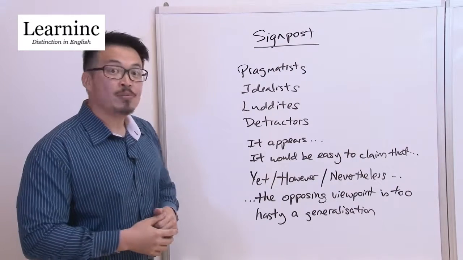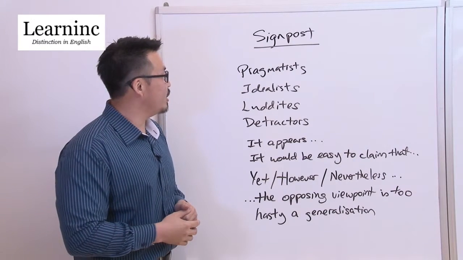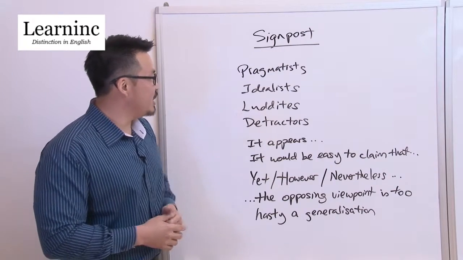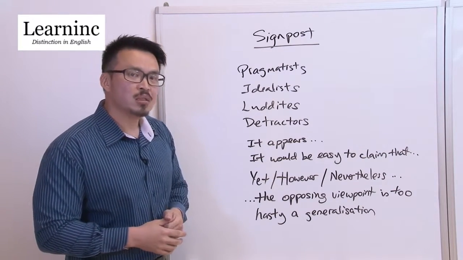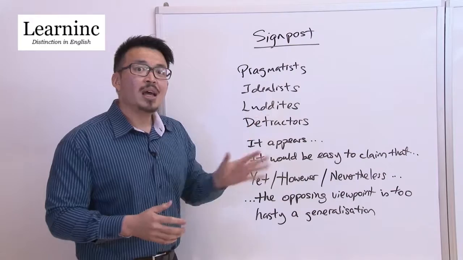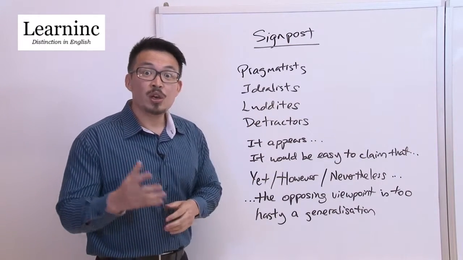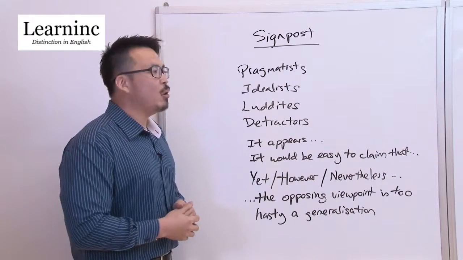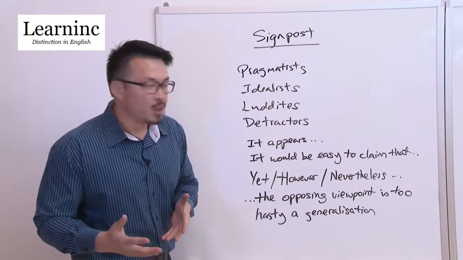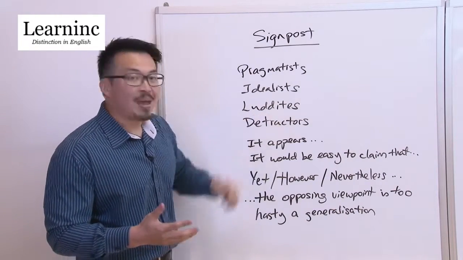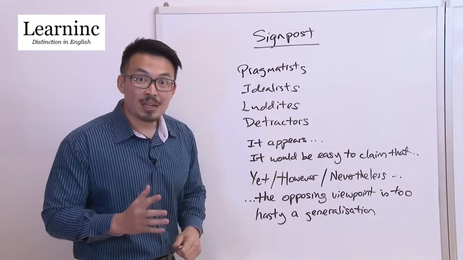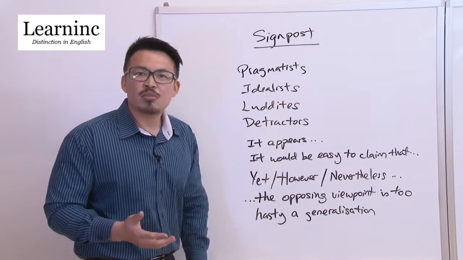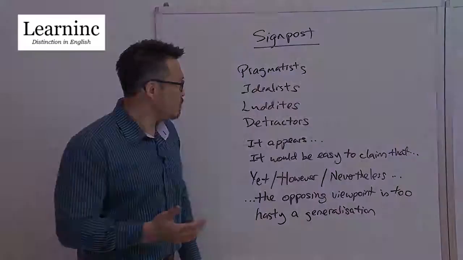For example, here are a few words we can use in our essays as well. Here we have pragmatists, or idealists, or Luddites, or detractors. Just based on these words, the reader will more or less know whether you agree or disagree with a particular paragraph. For example, if I were to agree with technology, I would actually describe everyone else who disagrees with technology as Luddites, because Luddites have an irrational fear of technology.